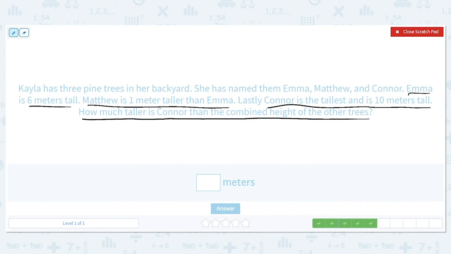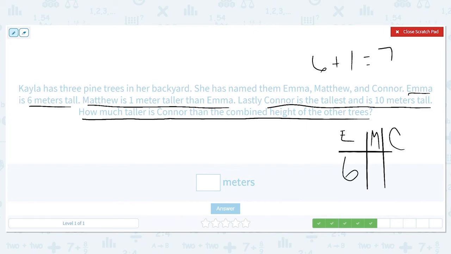Okay, so first things first. We have Emma, Matthew, and Connor. Emma is 6 meters tall. Matthew is 1 meter taller than Emma. So 6 plus 1 equals 7. So that means Matthew is 7 meters. Connor is the tallest and is 10 meters tall.